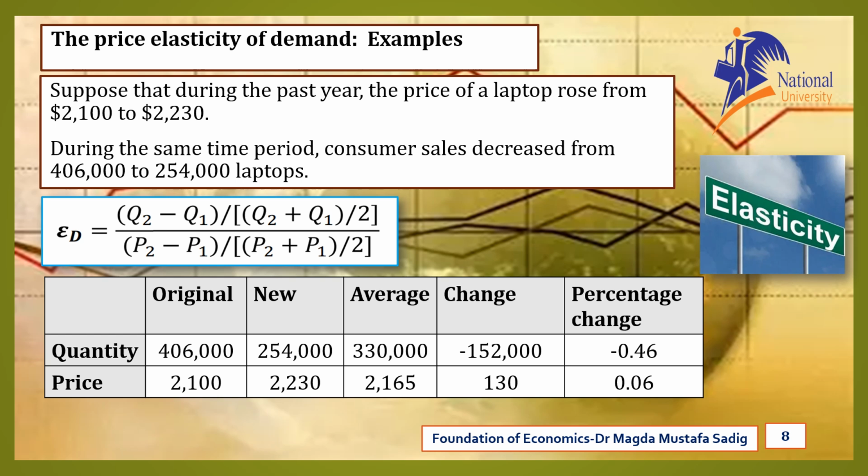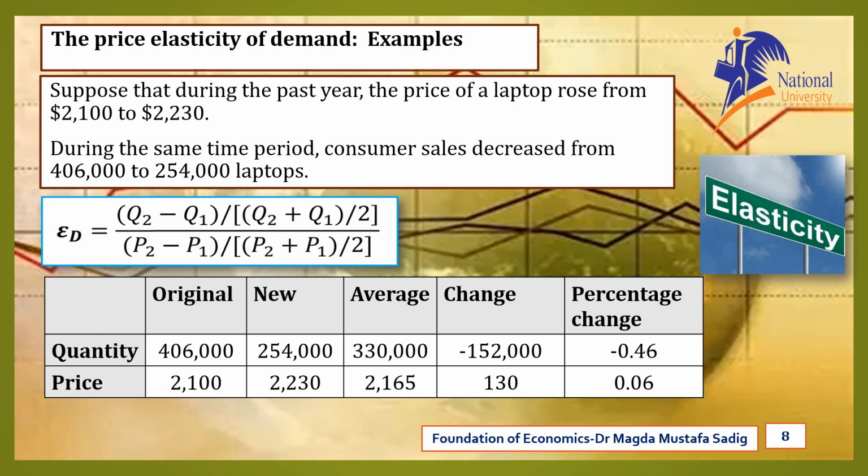So let us take this. We have the initial price of a laptop, for example, $2,100. The new price of the laptop is $2,230. The initial quantity demanded is 406,000 laptops. The new quantity demanded is 254,000 laptops. So step 1, calculate the percentage change in price, and then calculate the percentage change in quantity demanded.